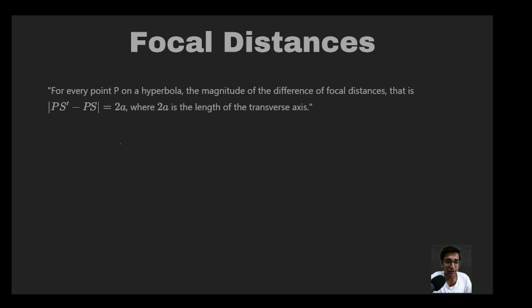The difference of the focal distances always remains constant. That means |PF2 minus PF1|. Of course, I will take the mod of this, since I wouldn't know where the point P has been taken, whether it is close to F1 or close to F2. This is equal to 2a, and that constant which we are talking about, 2a, is the length of our transverse axis from here to here. Since this is a, and this is also a, this is how we find out the focal distances of a hyperbola.